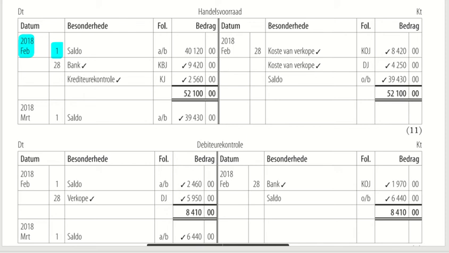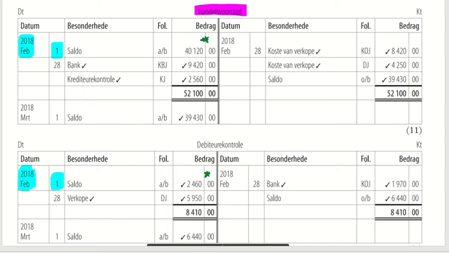Okay. So this is then our first balance of 40,120. And why is it on the debit side? Because trading stock, handelsvoorraad, is an asset and assets increase on the debit side. Next one was debtors control, also an asset, and assets increase on the debit side. 2,460, also note the date.